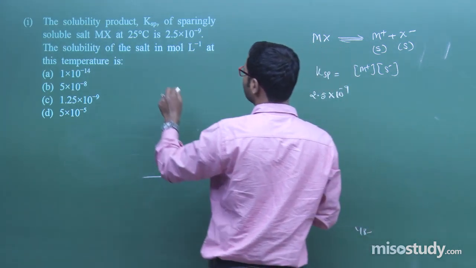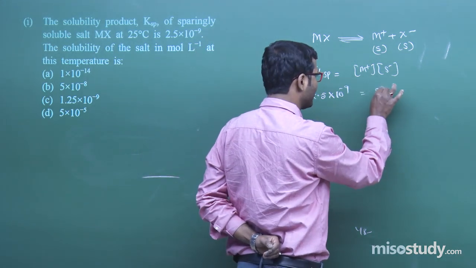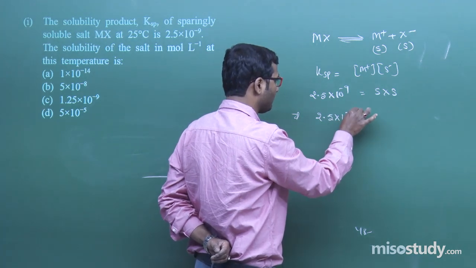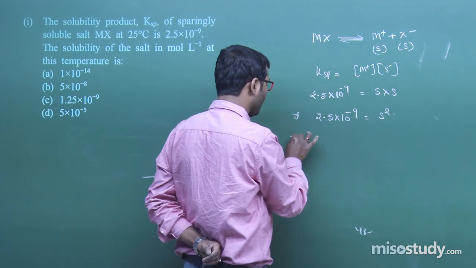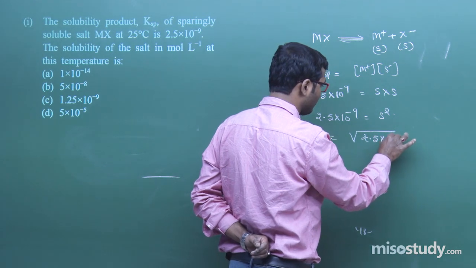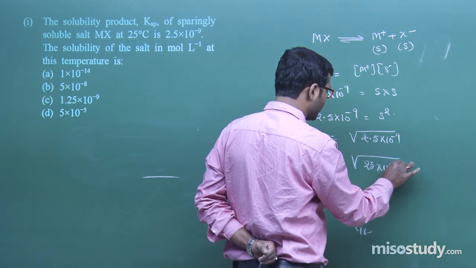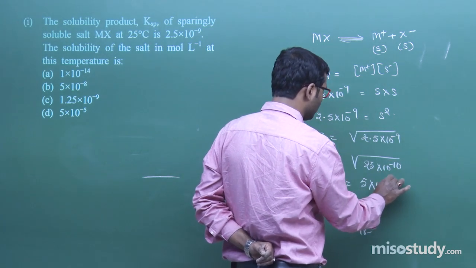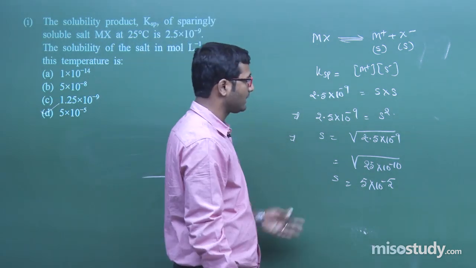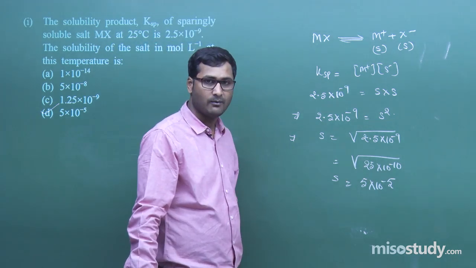The question asks for the solubility of the salt in mole per liter. We have to find the solubility of the salt, that is S into S. So what we are getting, 2.5 into 10 to the power minus 9 is equal to S square, or S is equal to root under 2.5 into 10 to the power minus 9, or root under 25 into 10 to the power minus 10, that is 5 into 10 to the power minus 5. This is the solubility. So what is the answer? D is the correct option. Simple question. D is the correct option, 5 into 10 to the power minus 5.